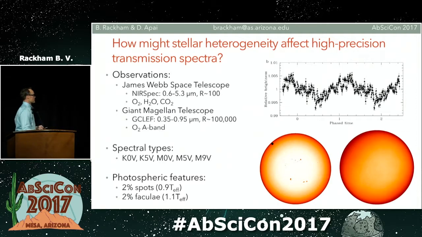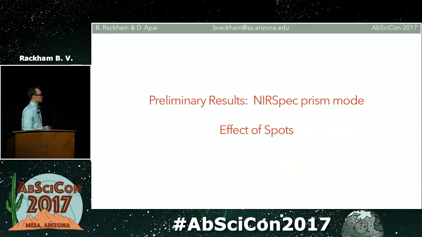So we examined these two scenarios for a range of spectral types with an Earth-like exoplanet orbiting them, and then simulated the effect of 2% spots and 2% faculae. And these roughly produce the 1% photometric modulations that we see from these stars.